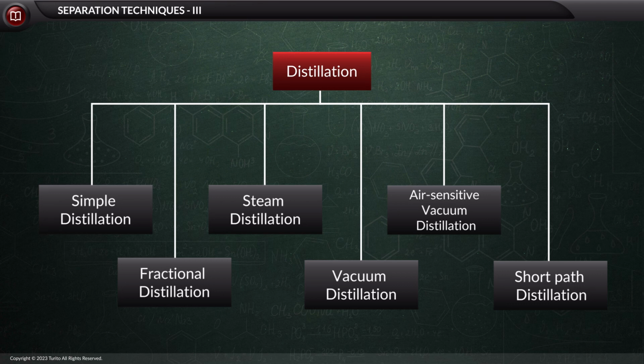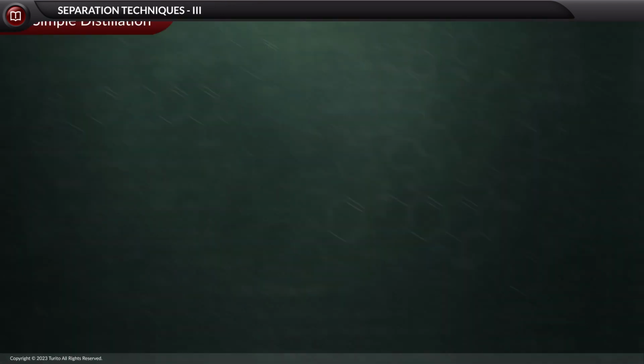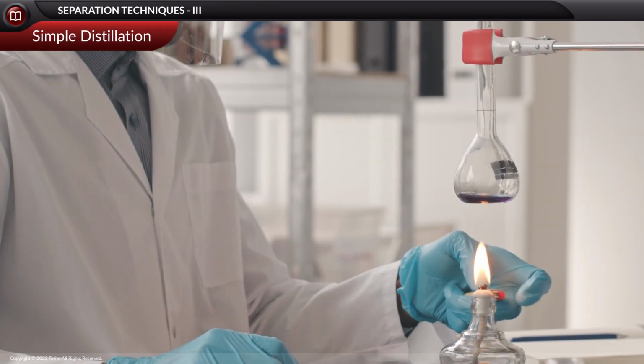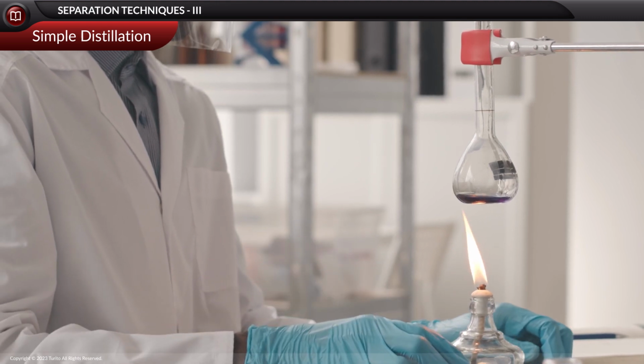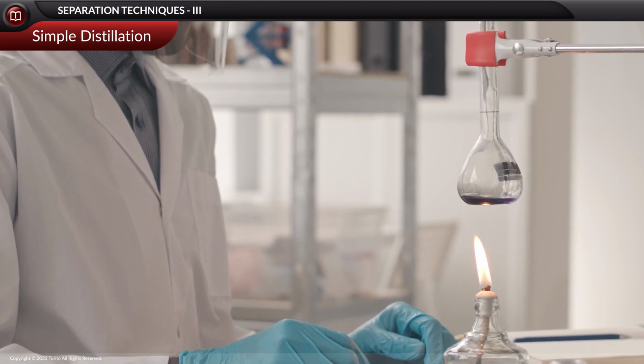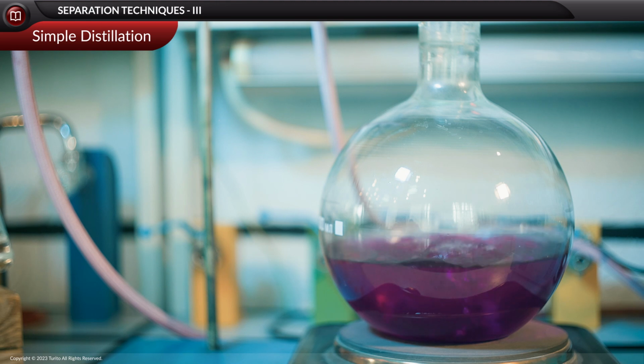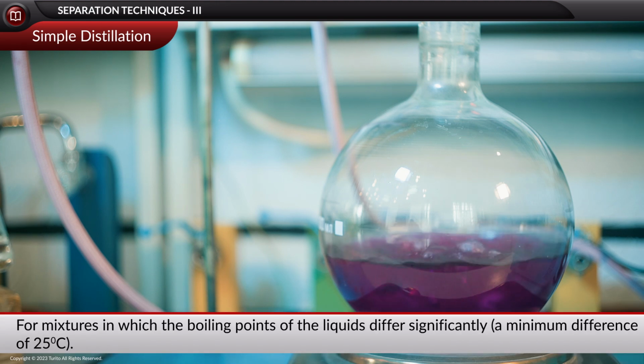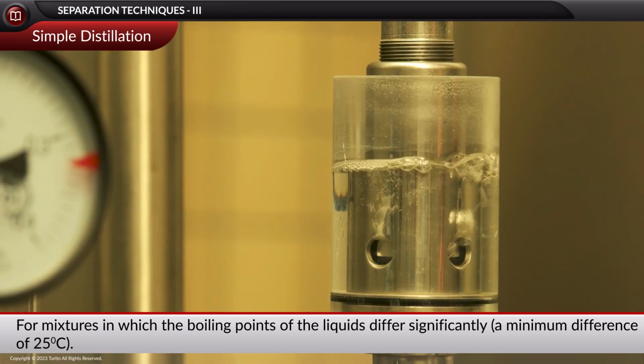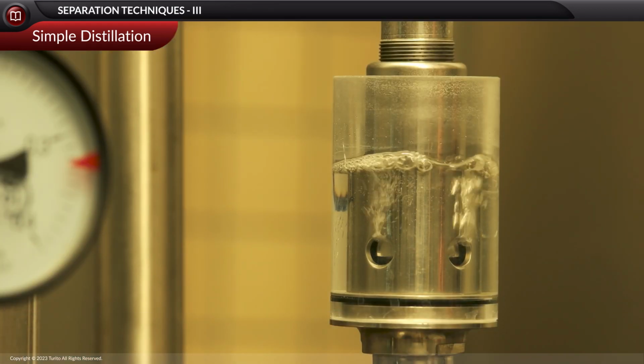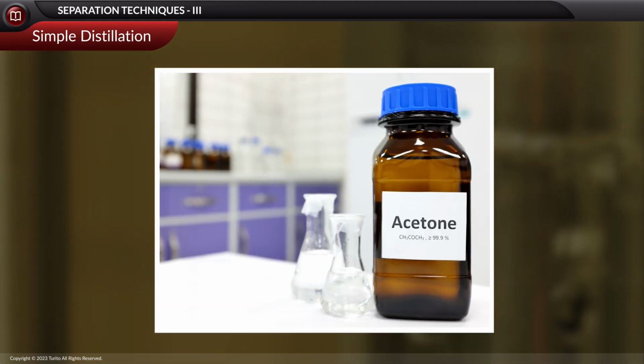Let us learn the first one, which is nothing but simple distillation. It entails heating a liquid mixture to its boiling point, and then condensing the vapors instantly. This approach is only useful for mixtures in which the boiling points of the liquids differ significantly, a minimum difference of 25 degrees Celsius. Let us understand the process stepwise by taking the example of acetone.